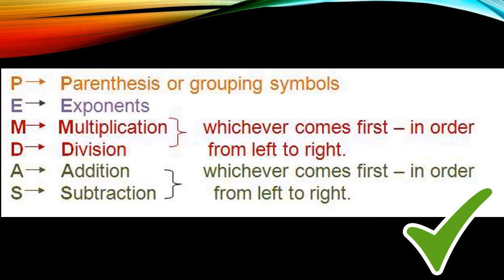First comes what is inside the parentheses or any grouping symbol, followed by the exponent. And then for multiplication and division, whichever comes first from left to right. So if division comes before multiplication from left to right, division goes first. The same goes for addition and subtraction, whichever comes first in order from left to right. If subtraction comes first on the left, we do subtraction before addition. Please remember this one. For multiplication and division, whichever comes first from left to right, and for addition and subtraction, whichever comes first from left to right.